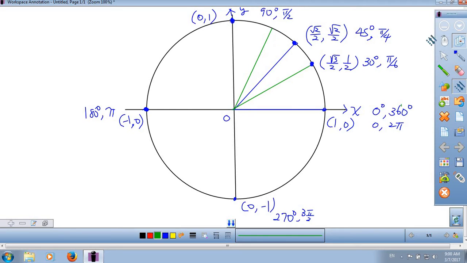And for 60 degrees, as you can see, we're running out of space a little bit. For 60 degrees, the cosine value will be 1/2, and the sine value will be square root 3 over 2, and 60 degrees is pi over 3.